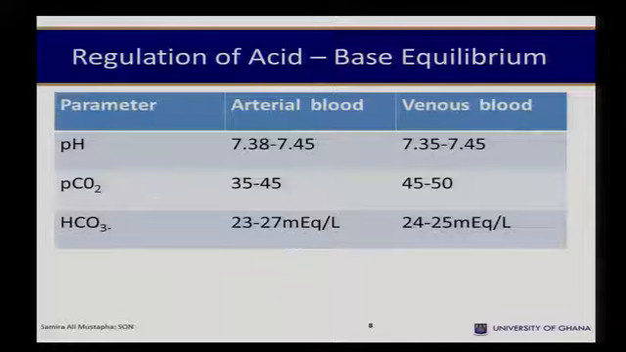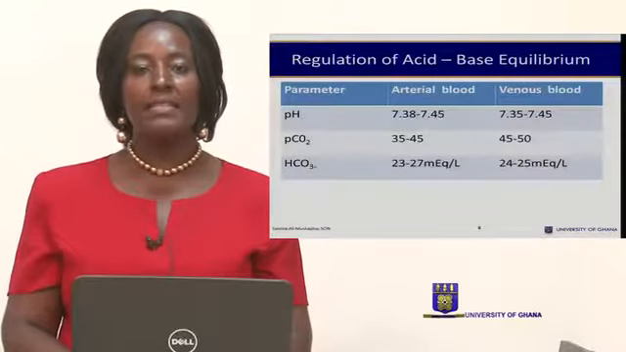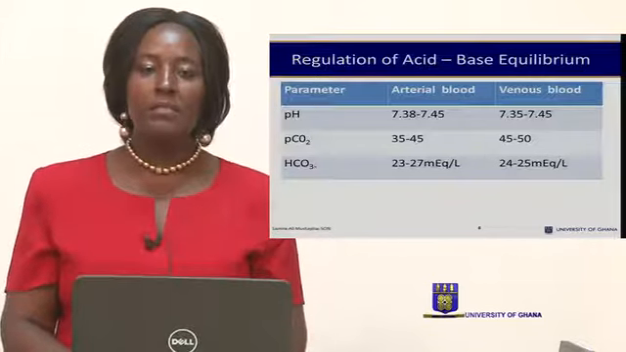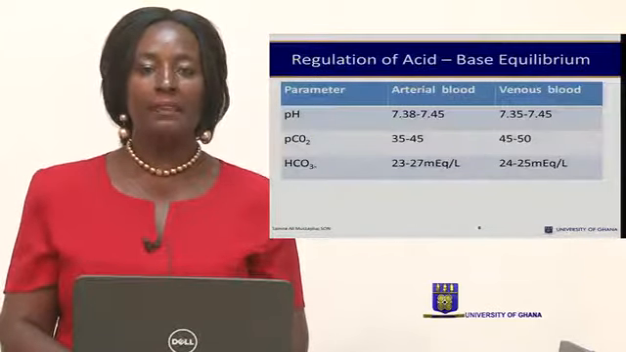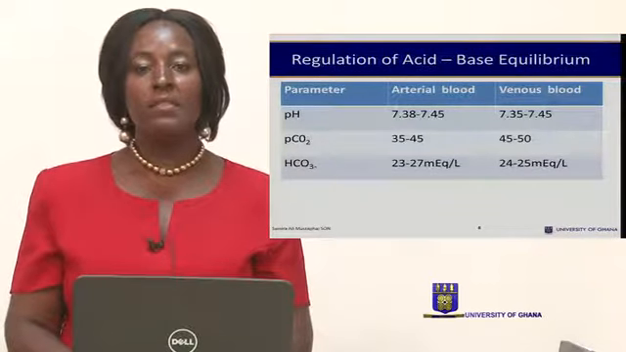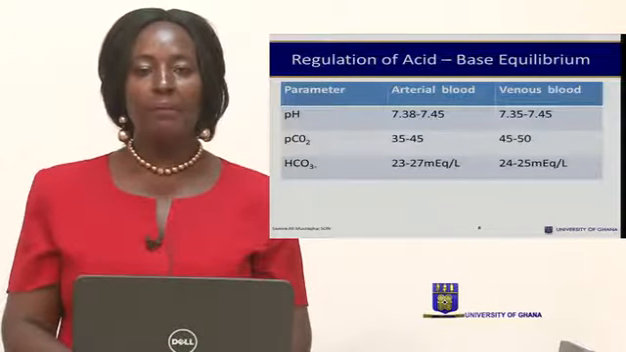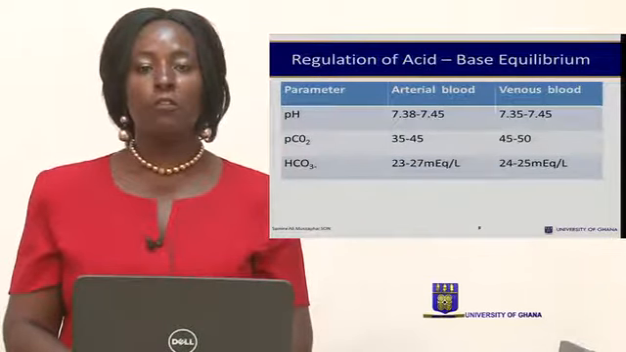Regulation of acid-base equilibrium. Some parameters that you need to note: the pH in the arterial blood has a normal range between 7.38 to 7.45. In the venous blood, it is 7.35 to 7.45. Partial concentration of carbon dioxide, on the other hand, is 35 to 45 in arterial blood and 45 to 50 in venous blood. Bicarbonate is 23 to 27 and then 24 to 25.